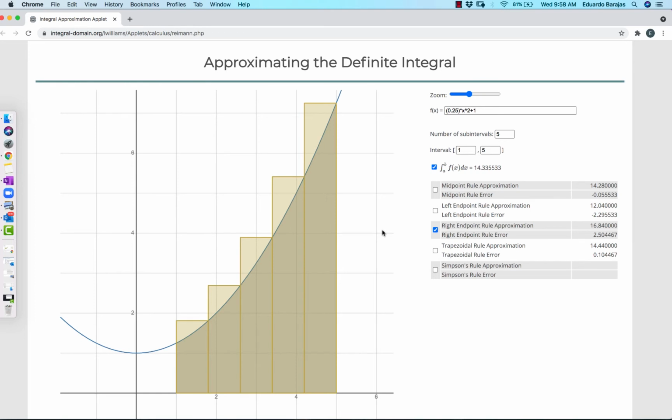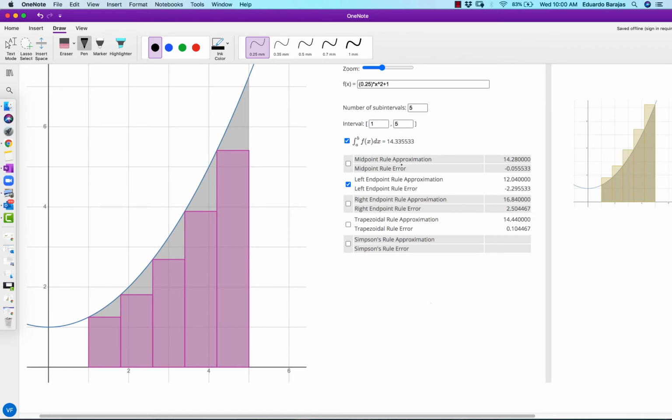Okay. On the other hand, if I use the left-hand rule, I take the sum of all 5 red rectangles, that's 12.04. The computer automatically calculates it for me. And if I subtract off the 14.3355, then the difference between those two will be the error. Okay, so again, because we have the benefit of the computer program here, we know the real area, so we can actually write down the error.